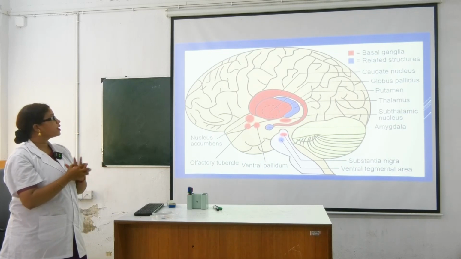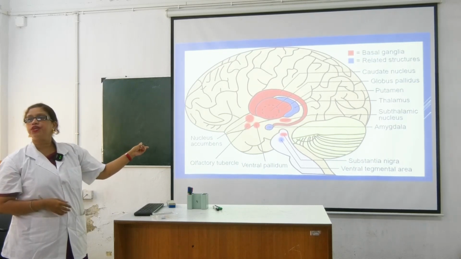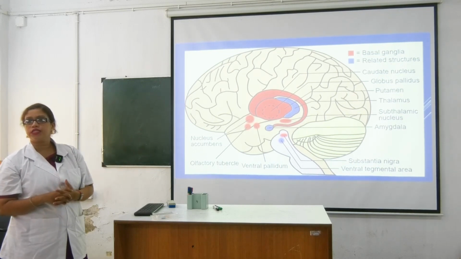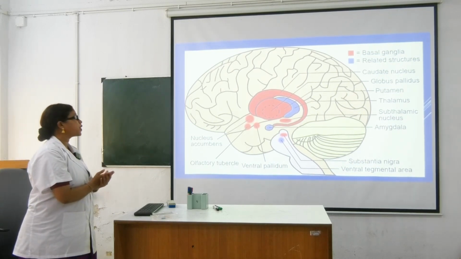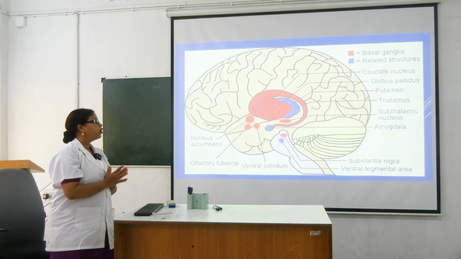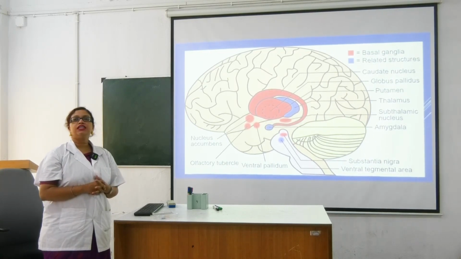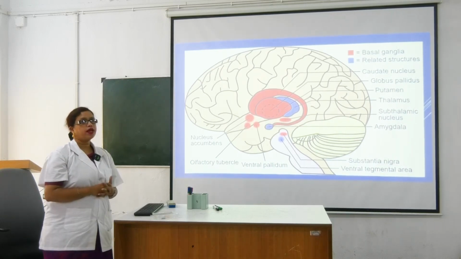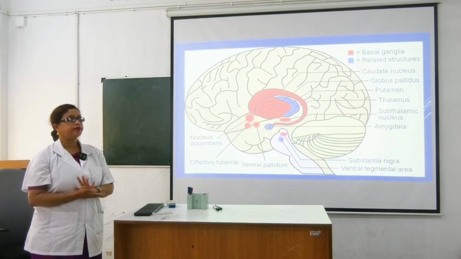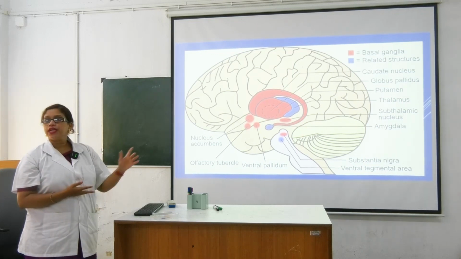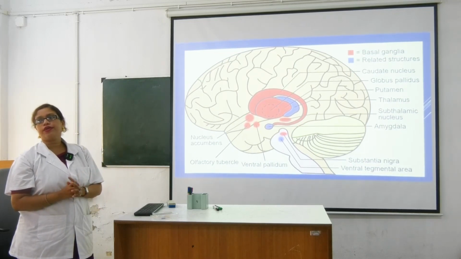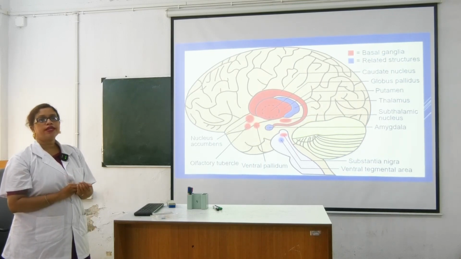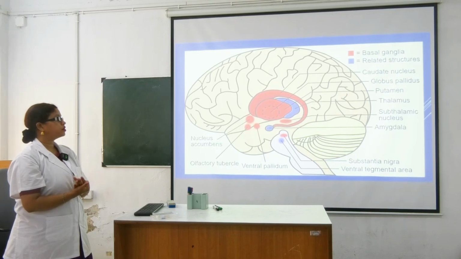One thing you can see, there are additionally three nuclei. Please write it down. On this side there are additionally three nuclei. Number one is the nucleus accumbens, olfactory tubercle, and the third one is the ventral pallidum. It is also related to the head of the caudate nucleus.